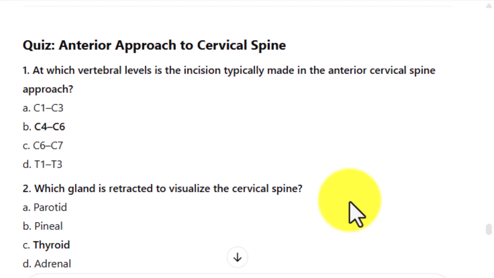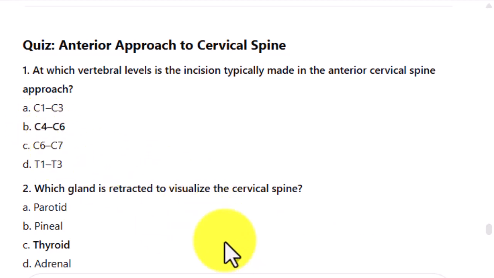At which vertebral level is the incision typically made in the anterior cervical spine? Options: C1 to C3, C4 to C6, C6 to C7, C1 to C6. The answer is C4 to C6.